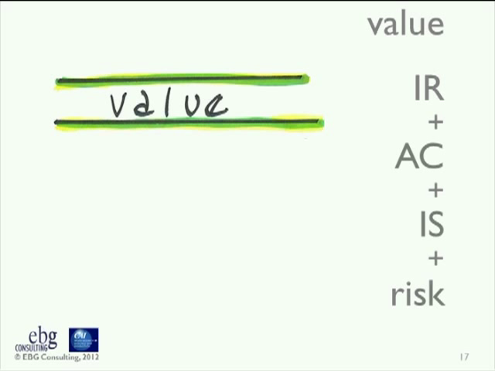Another one would be the AC, or avoid cost. And a valuable option might be it enables us to reduce our expenses or it helps us to protect our revenue if we're the business. And the third one, IS, stands for improved service. So if we have a particular product option that would enable the product to be more usable or have greater speed, that would make it more desirable and certainly a benefit.